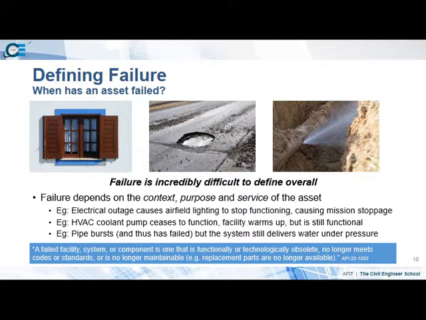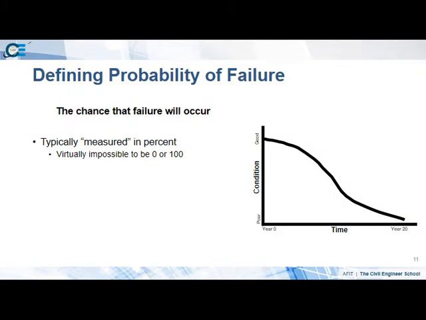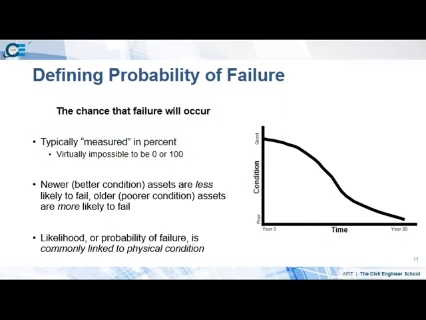So let's talk about probability that something will fail and the consequence if it does. When we define probability, we're talking about the chance that something will happen. Typically, we measure it in percent, but it's virtually impossible for anything to be 0% probability of failure or 100% probability of failure. But let's agree that newer assets that are in better condition are less likely to fail, and older assets that are in poor condition are more likely to fail. That's really what we're trying to get after with communicating the probability of failure. So, in asset management, typically we link probability of failure to an asset's physical condition.